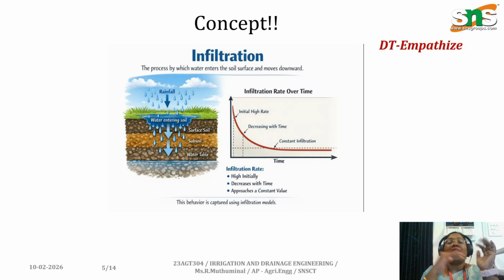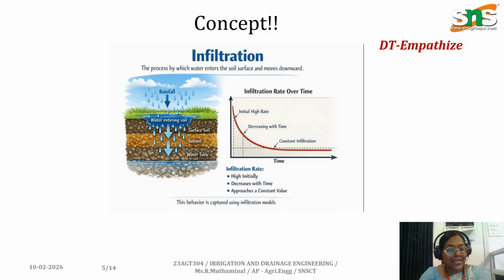So the concept is: the process by which water enters the soil surface and moves downwards is said to be infiltration. The infiltration rate is usually high initially, it decreases with time, and it approaches a constant value. It is dependent on rate over time, as I have shown in this graphical representation. This behavior is usually captured with the help of an infiltration model.